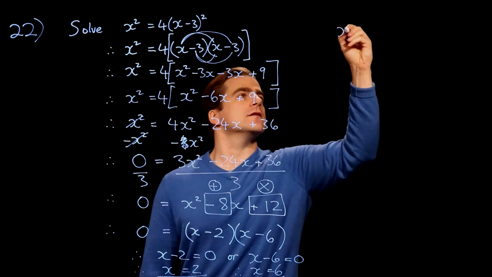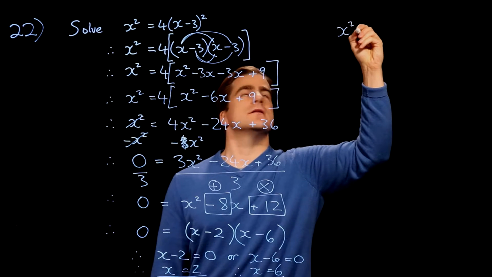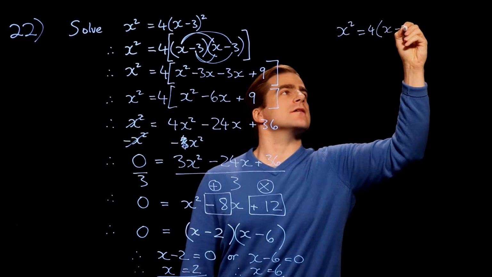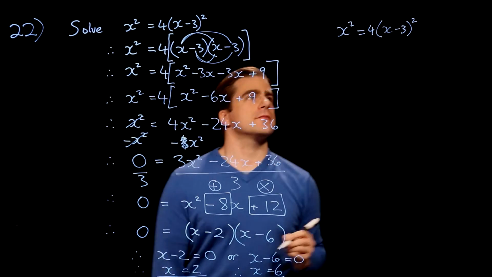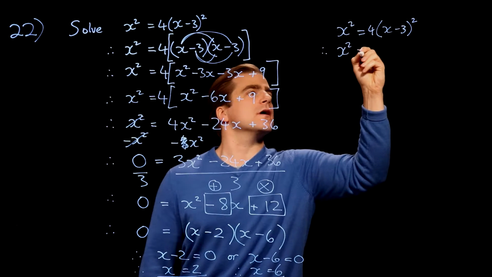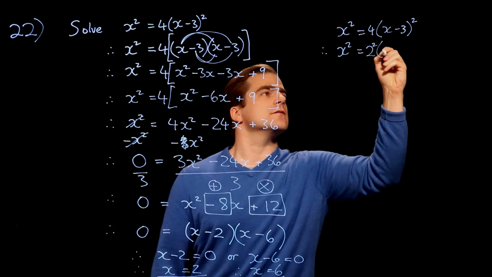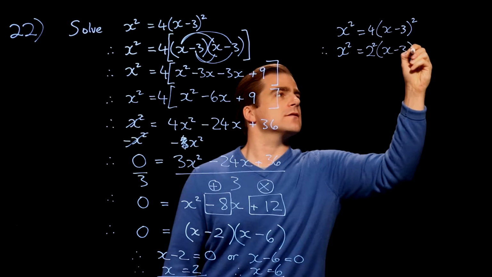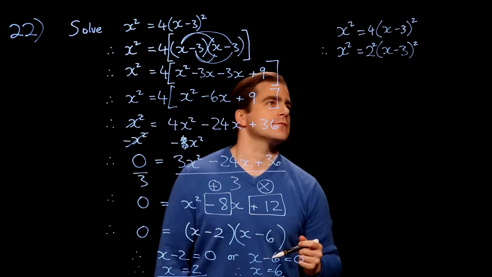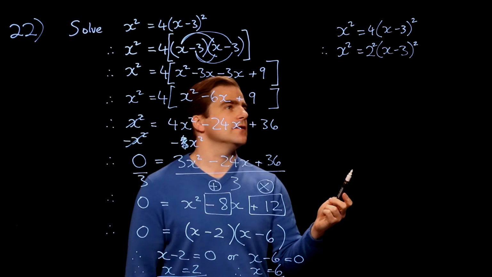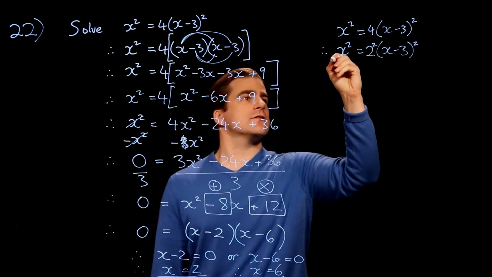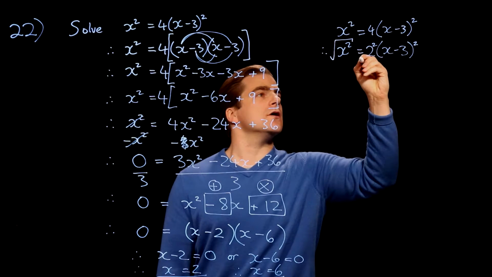So let's start again. x squared equals 4 times (x minus 3) all squared. Therefore, let's rewrite the 4 as 2 squared times (x minus 3) squared. Okay, now, does that make it clearer? That can be square rooted, so can that, and so can that. So let's take the square root of both sides.